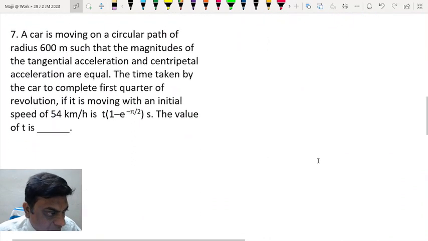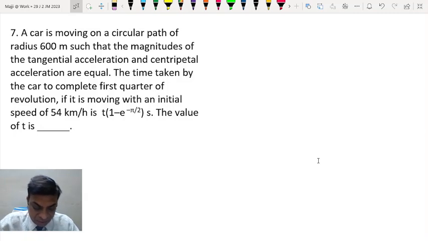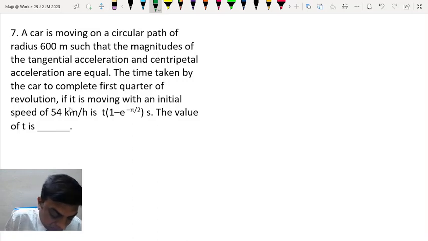A car is moving on a circular path of radius 600 meters such that the magnitudes of the tangential acceleration and centripetal acceleration are equal. Find the time taken by the car to complete the first quarter of revolution if it is moving with an initial speed of this much. Students, let us convert this speed into meters per second by multiplying by 5/18. So you can see it is 15 meters per second.